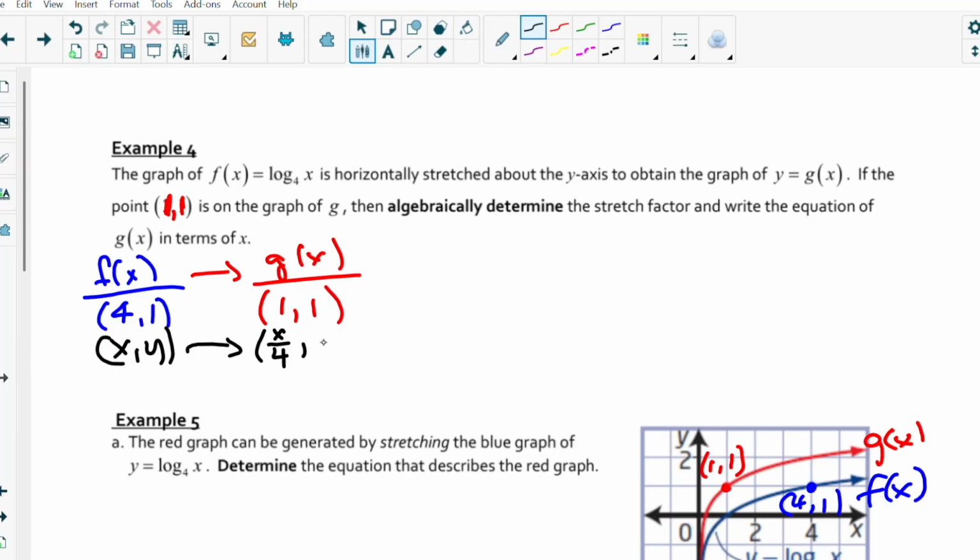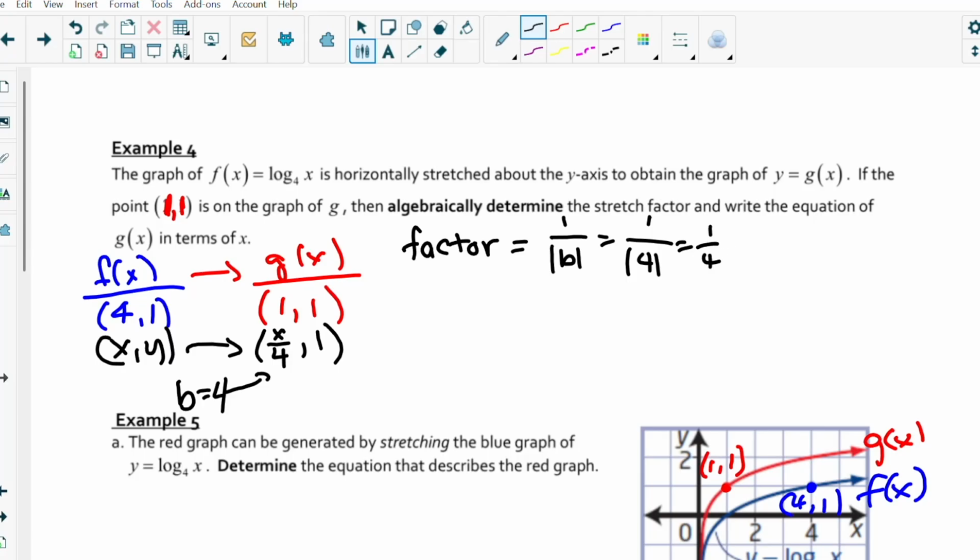There's no vertical stretch, so it's 1. Okay, so right here, I can tell right away the b value is 4. Algebraically determine the stretch factor. Remember, the factor is different than the b value, so the factor equals 1 over absolute value of b. That's 1 over absolute value of 4. So the stretch factor is 1/4. Okay, so that's part 1, determine the stretch factor.